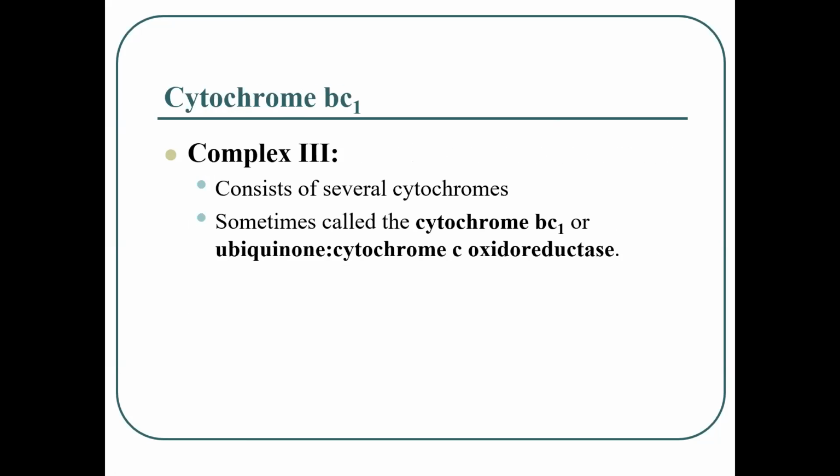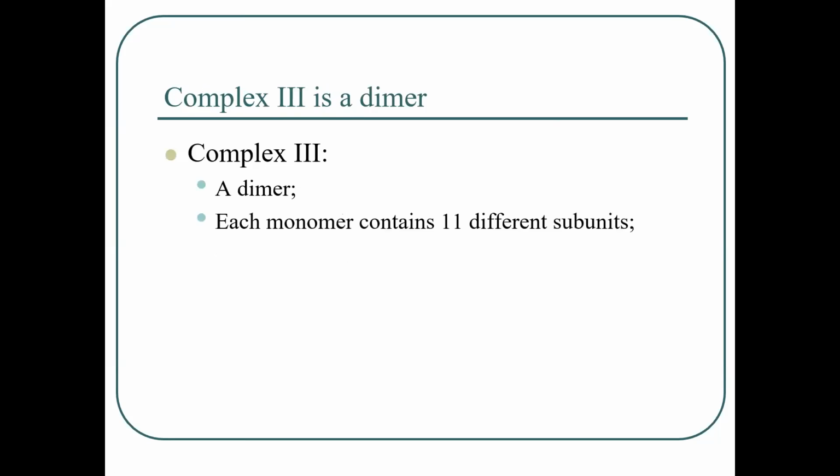Complex 3 is a very big protein. It's a dimer. Each monomer is composed of 11 protein subunits. All of these, except for the cytochrome b, are encoded by the nuclear genome.